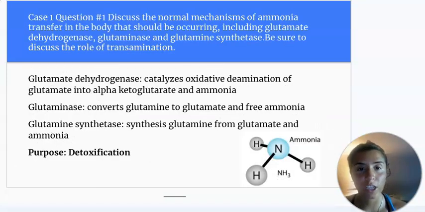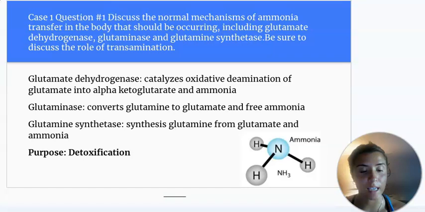The first question asks to discuss the normal mechanisms of ammonia transfer in the body that should be occurring, including glutamate dehydrogenase, glutaminase, and glutamine synthetase. Be sure to discuss the role of transamination. Ammonia is a byproduct of amino acid metabolism, and if present in high levels, it is toxic. The body has several mechanisms to effectively transfer and eliminate ammonia so it does not reach toxic levels.